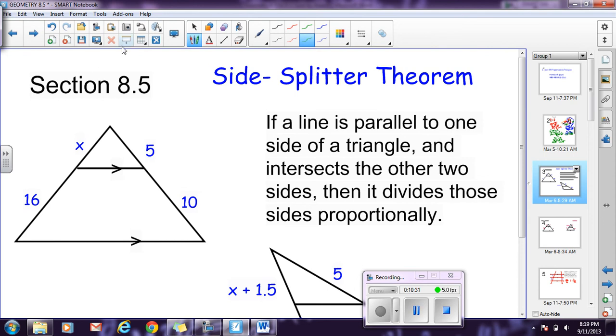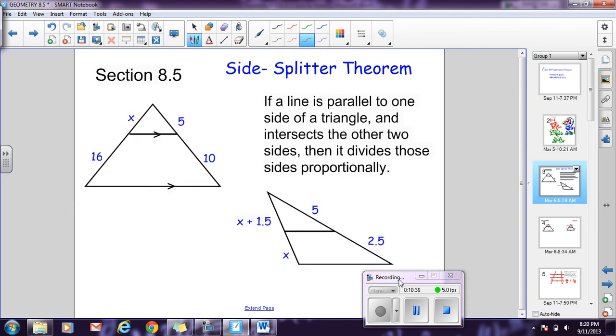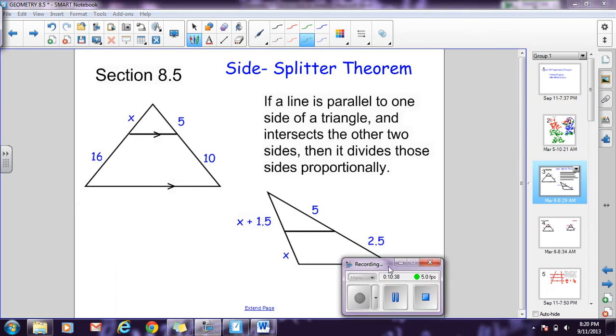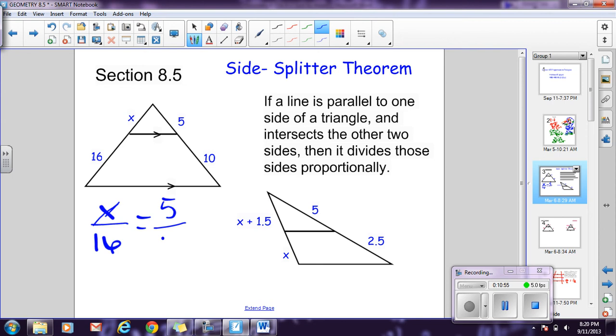Let me go ahead and clear the entire page. Okay, let's go ahead and do this. So this proportion would look like this. We'll do this in blue. You're going to take x, and that would be over the 16. And it'd be equal to 5 over, can you guess? 10, right? So we just took x, put it over 16, and it's proportional to 5 over 10.